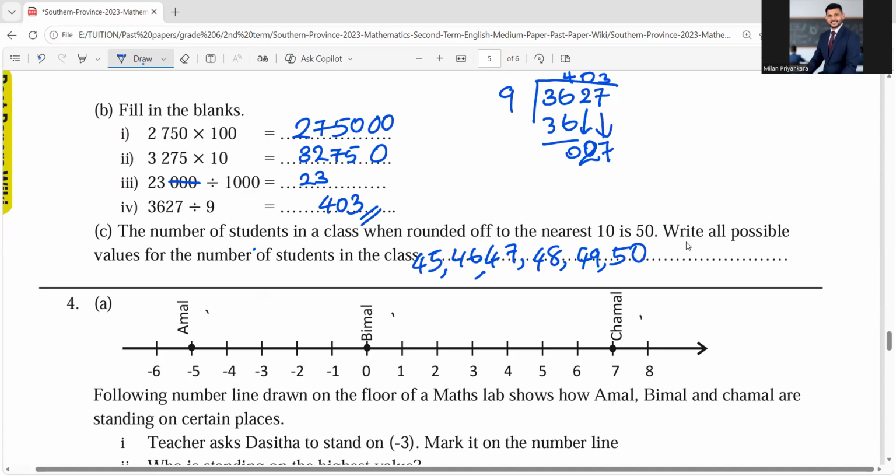We cannot take 44. If we get 44, it will round down to 40. And also we can get 51, 52, 53, and 54. We cannot take 55. If you take 55, 55 is rounded up to 60. Therefore, we cannot take 55.